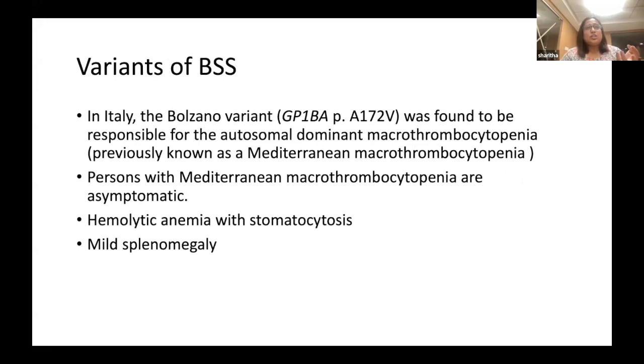There are variants of Bernard-Soulier, as I was explaining earlier. In Italians and Greeks, there is a Bolzano variant where again a GP1BA mutation is seen. Although Bernard-Soulier is autosomal recessive, this is inherited in an autosomal dominant fashion, and it was previously known as Mediterranean thrombocytopenia. These patients are usually asymptomatic, but also have features of hemolytic anemia and stomatocytosis.